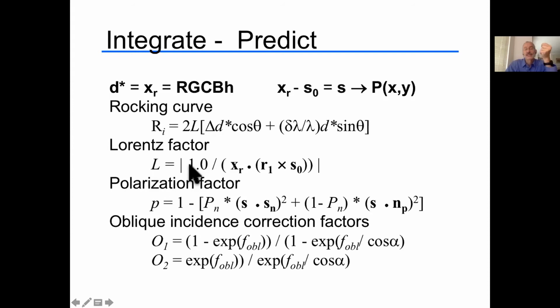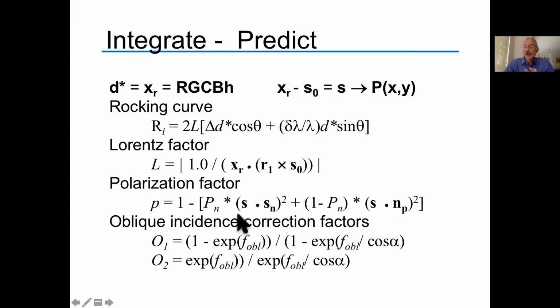The Lorentz factor is how fast the spot is passing through the Ewald sphere, and that is a mostly geometric property. Here, given the rotation axis vector, the incident beam wave vector, and the reciprocal lattice vector that is moving by the action of this rotation. The polarization factor is also a geometric factor, and this comes right out of Wolfgang Kabsch's 1988 paper, I believe. And there are other correction factors.